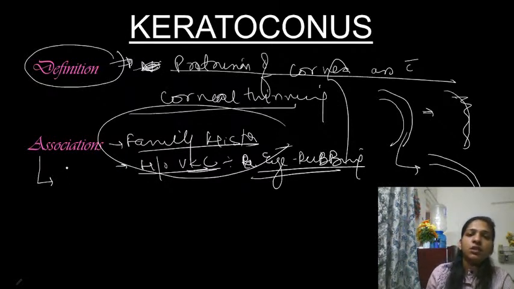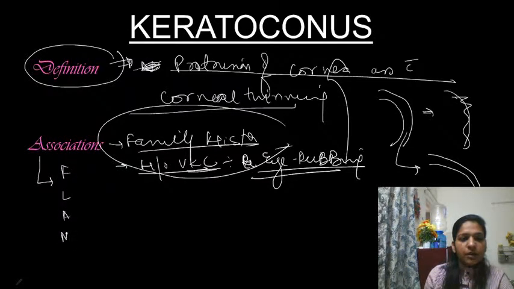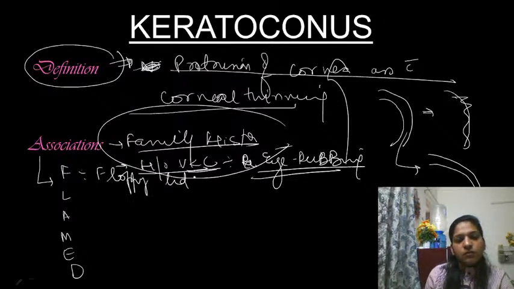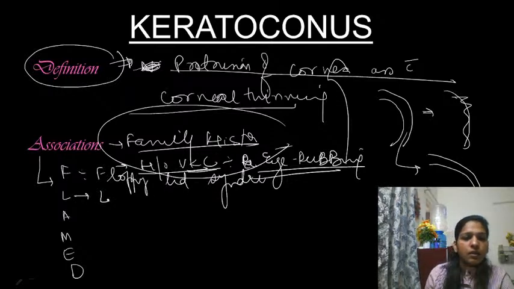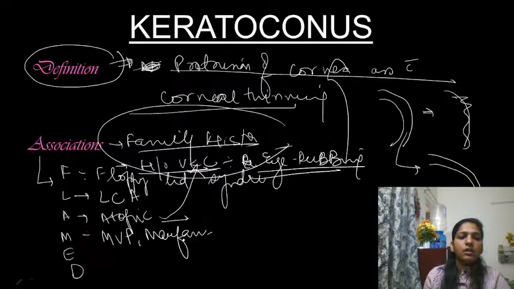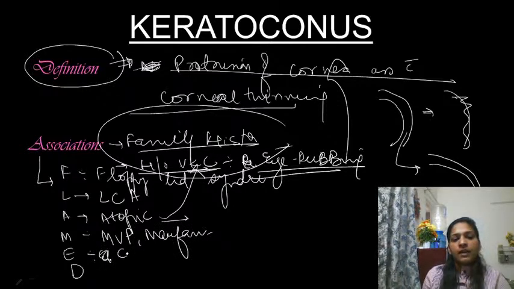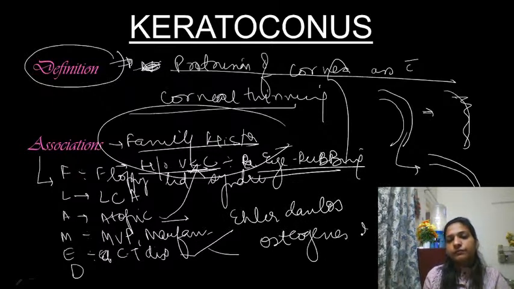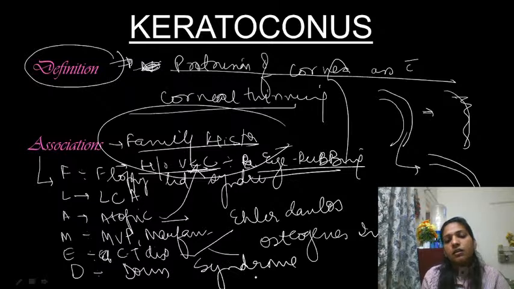Now you have to tell me the associations of keratoconus. There is a mnemonic for it: FLAMED. Floppy lid syndrome, Leber's congenital amaurosis, atopic disease. I have already told you VKC. History of atopic disease, mitral valve prolapse, Marfan's disease, all these are associated with keratoconus. Connective tissue disorder, in this there can be Ehlers-Danlos or osteogenesis imperfecta. D is Down syndrome. So all these conditions can lead to keratoconus.